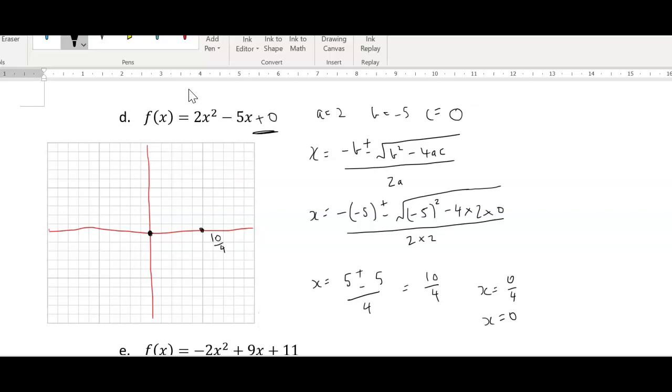Now remember, your turning point is halfway. So I can say, well, 10 on 4 divided by 2. Now, if you're struggling with that, remember when you're dividing fractions, you keep your first fraction, change your division to a multiplication, and then flip. So we're going to have 10 on 8 is going to be our halfway point.